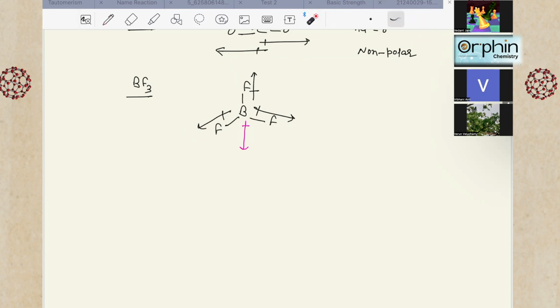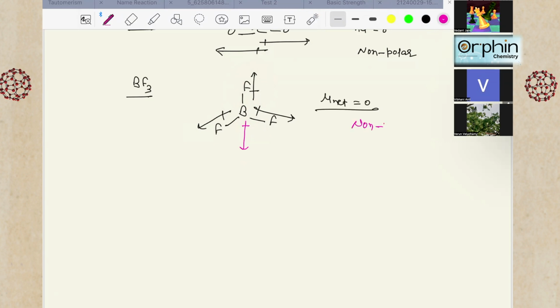Now the resulting dipole moment from these two bonds is this one, and the remaining bond is exactly opposite to it. So two dipoles are there which are equal and opposite, and that is why the net dipole moment will be zero. They both get cancelled. So again, the compound is non-polar. Have you understood this question, everyone?